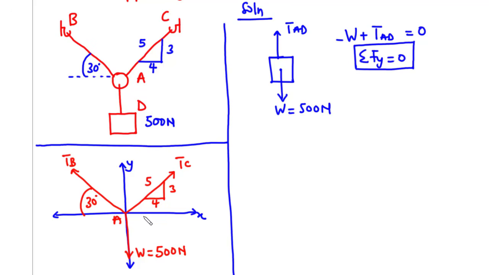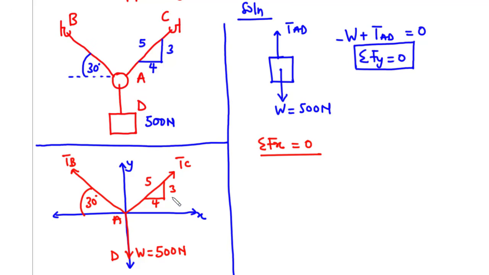So basically what we are going to do is to calculate the tensional force in TC and also in TB, applying the equations of equilibrium along the x and y axis. Now let's start off with the x-axis. We said that the summation of Fx should be equal to 0. Therefore, let's find the sum of component forces acting along the x-axis.